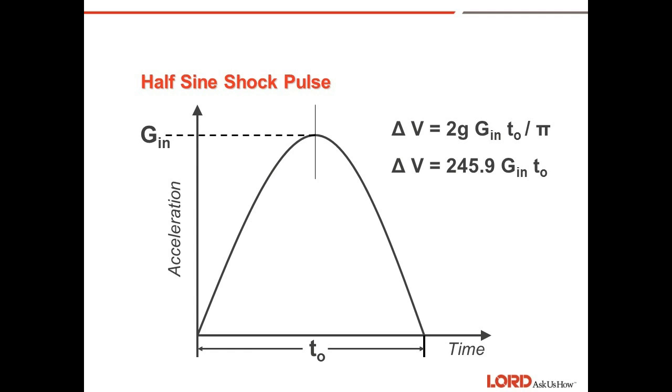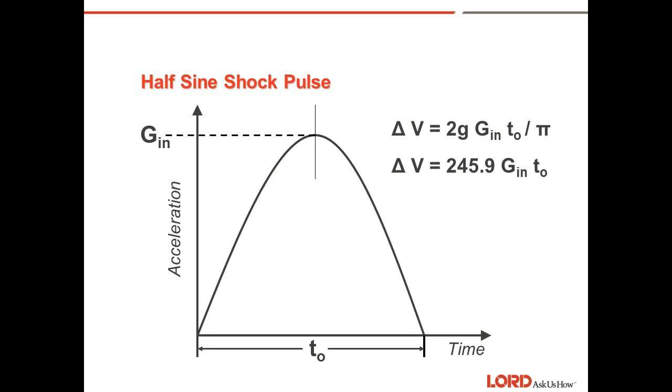By taking any shock signature and reducing it to the equivalent change in velocity, we are able to compare different shock signatures. In the formulas there, small g is the gravitation constant, and today it will be 386.2 inches per second squared.